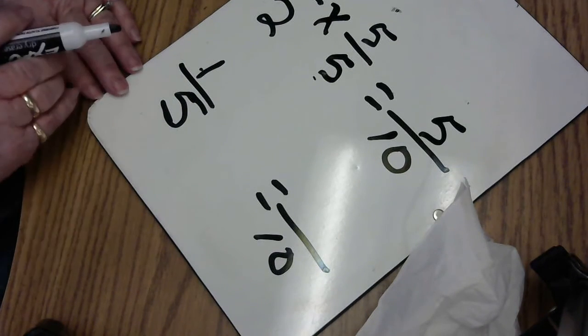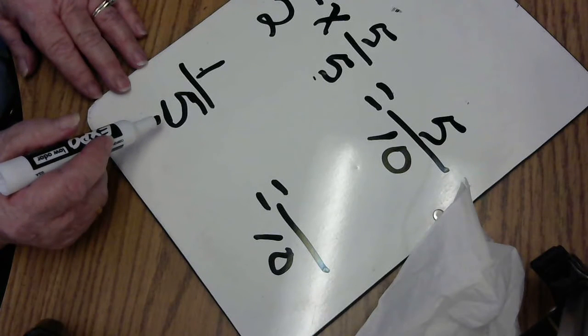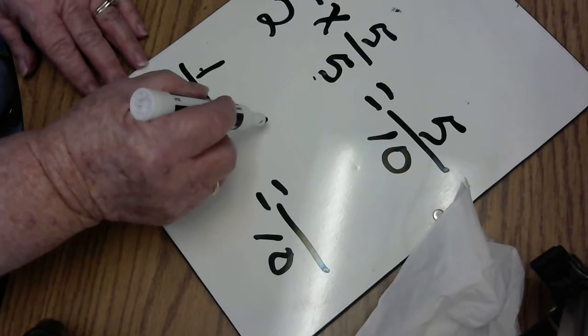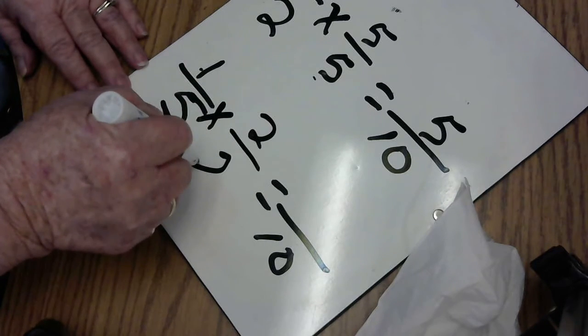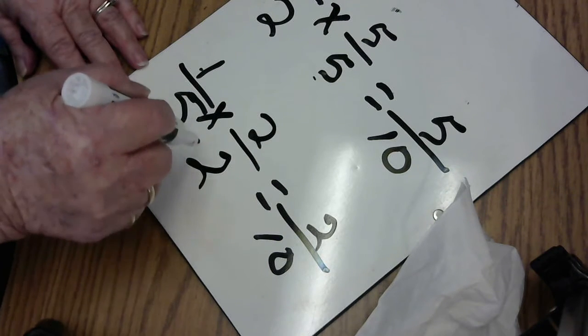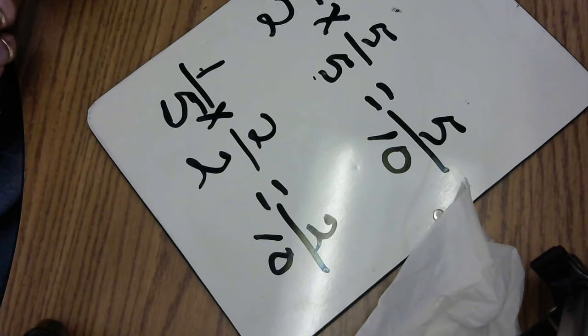To get a denominator of 10 from 1/5, what would we have to multiply it by? Well, 5 times what gives you 10? So 2 2's. So 1 times 2 is 2. 5 times 2 is 10. So that is how we do that.